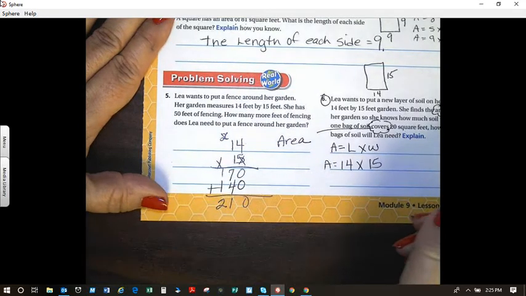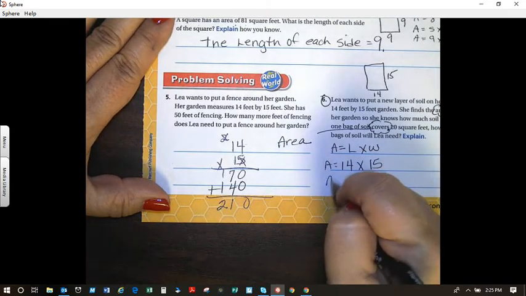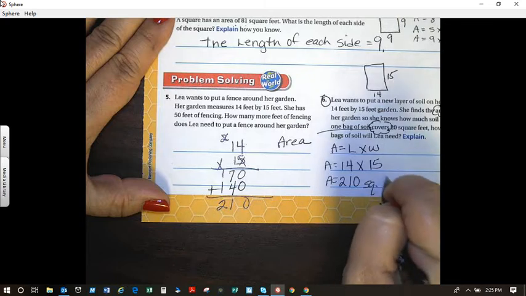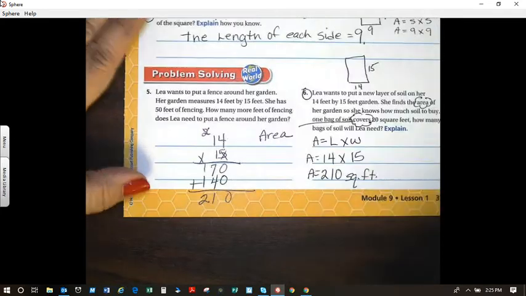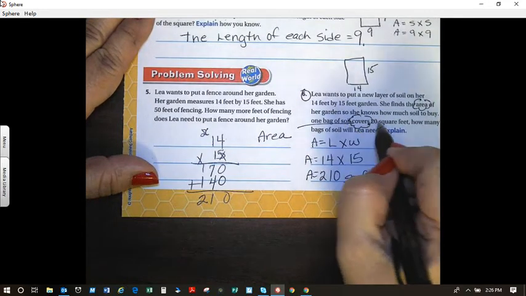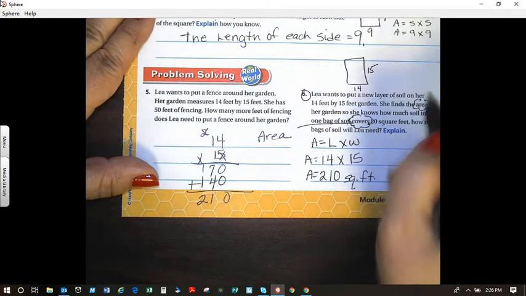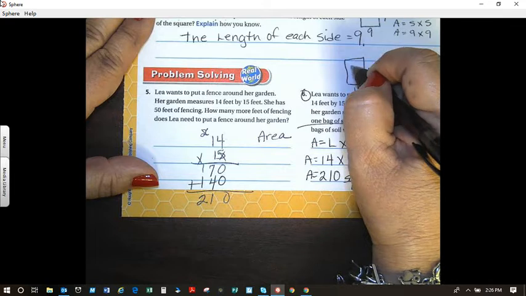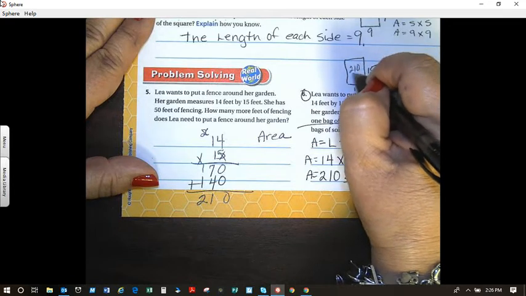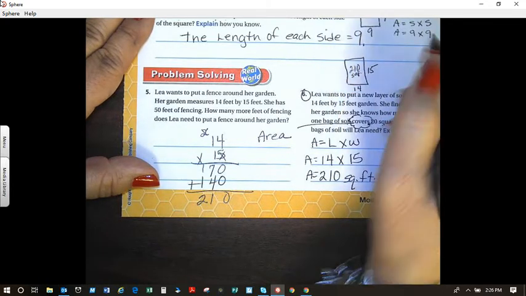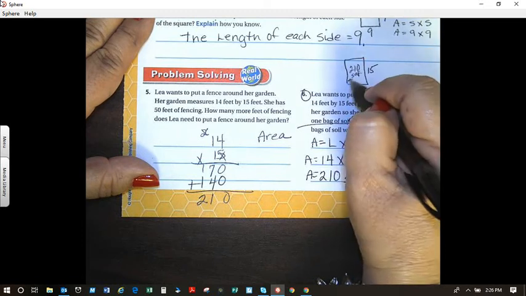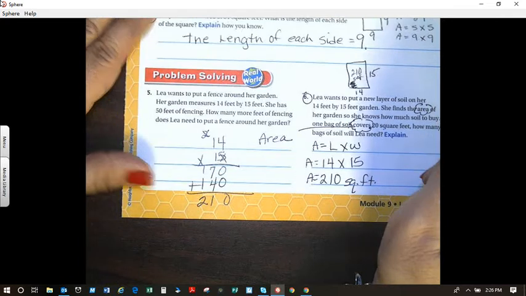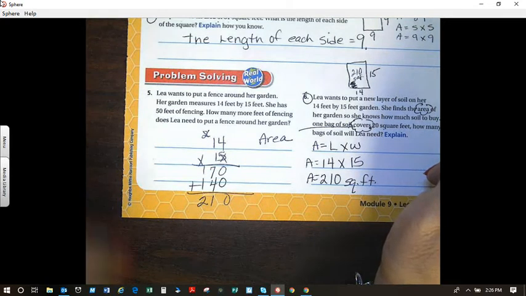Okay, so the area equals 210 square feet. But look at this. This soil covers 20 square feet. So this whole thing is going to be 210 square feet. Well, one bag of soil will only cover a small portion, right? And it said it'd be 20. So how many bags will she need?